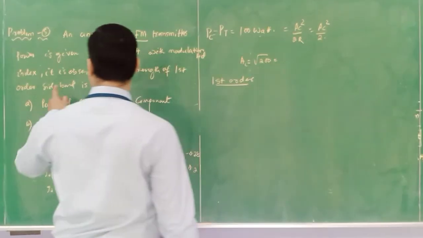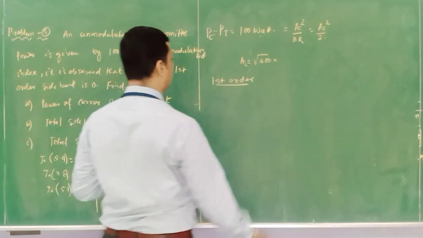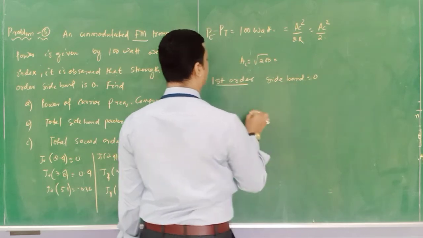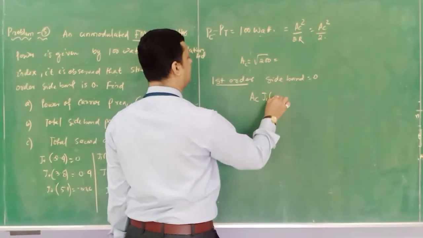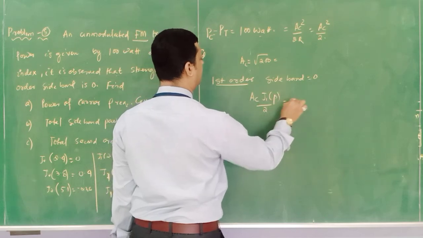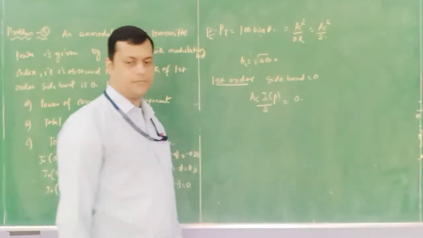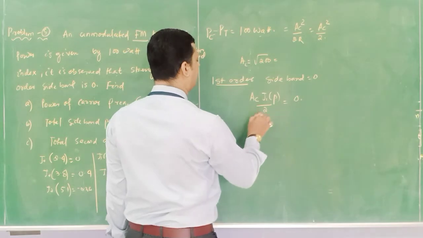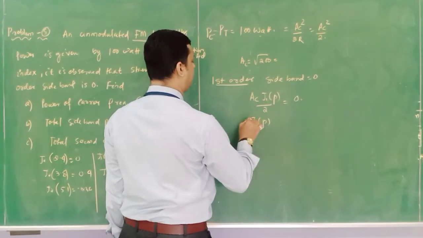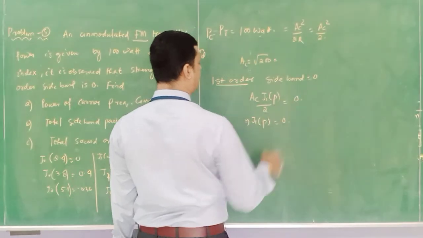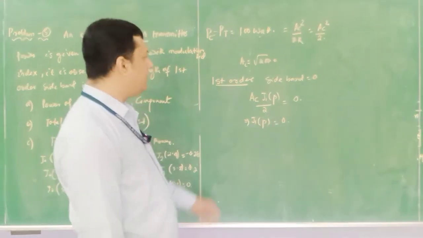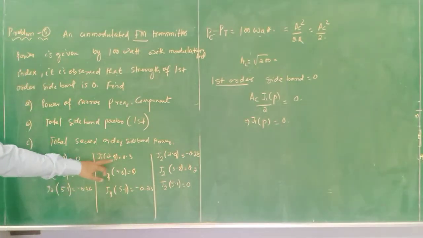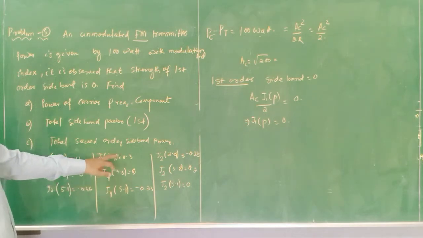The first order sideband is given as 0. So what I will write? Ac J1 of beta divided by 2 is 0. Now here we need to determine this beta value. J1 of beta is equal to 0 because 2 into 0 is 0, and Ac is also not 0. Now here we will see in this table, J1 of beta when it is equal to 0.